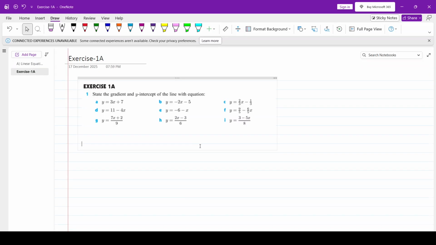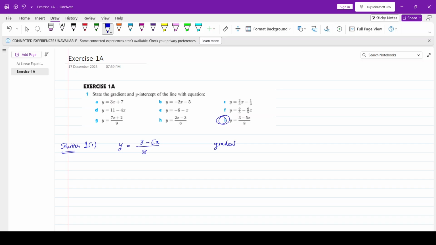So starting with our exercise 1a, this is our question 1 that says state the gradient and y-intercept of the line with equations. Now there are 9 equations. For each and every equation we have to give the gradient and y-intercept. So I'll be solving 1i. Solution. When we say y is equal to 3 minus 5x divided by 8, now we have to find two things. First, gradient, and second, y-intercept.